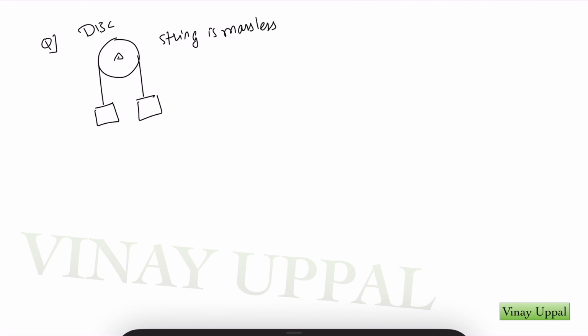So I'm going to take a disc hinged at its center with two blocks hanging and a string going around the pulley. The string is going to be assumed to be massless, but the disc has mass, let's say mass of m, and the blocks have mass m1 and m2. Let's say m2 is greater than m1, and therefore the angular acceleration of the disc is going to be in the clockwise manner. And the question is asking us to find the angular acceleration of the disc.